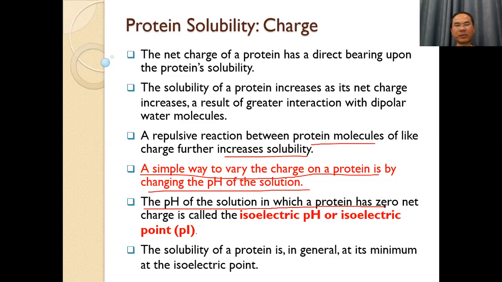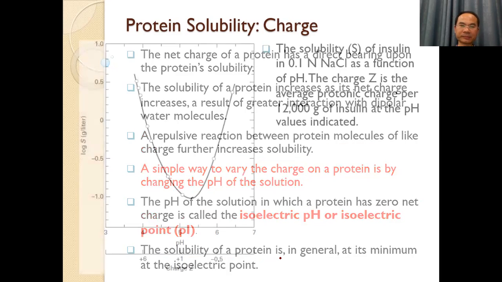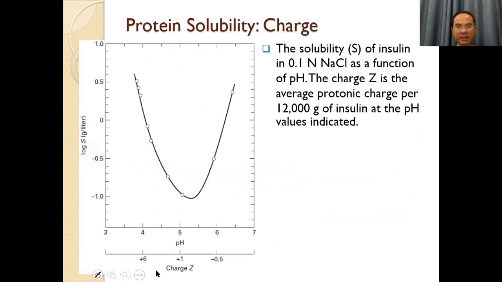solution can produce a state where the protein has zero net charge. We call this the isoelectric point, or pI. At this pH, the charge of the protein is zero, and this indicates that the solubility of the protein is minimal. At pI, the solubility of the protein is at its minimal value. This shows the effect of charge.